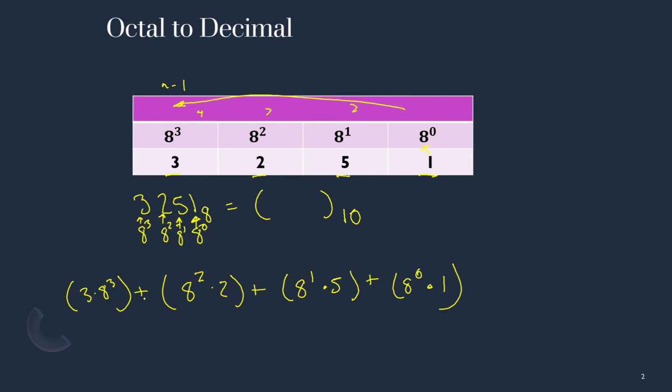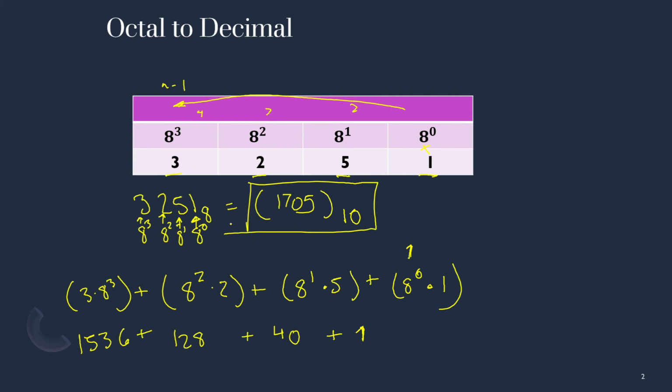So 3 times 8 to the third, what is that? It is 1,536, plus 64 times 2, which is 128, plus 40. And remember, 8 to the 0 is 1, so it's going to be 1. So 1536 plus 128 plus 40 plus 1, and that value is going to be 1705 in base 10. So that is how you convert from octal to decimal.